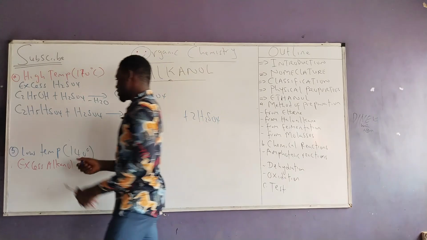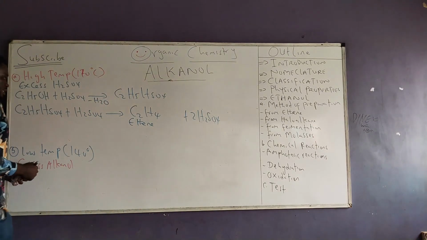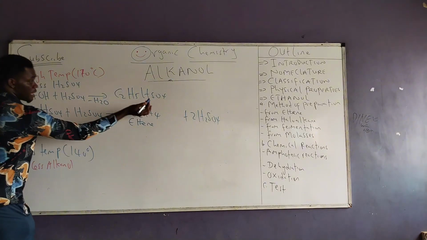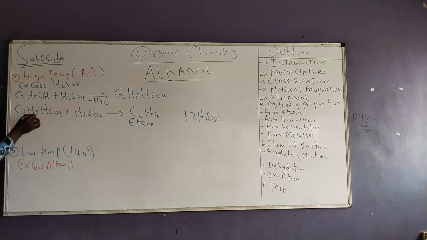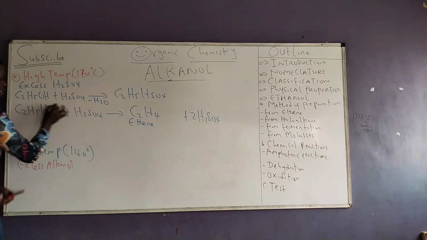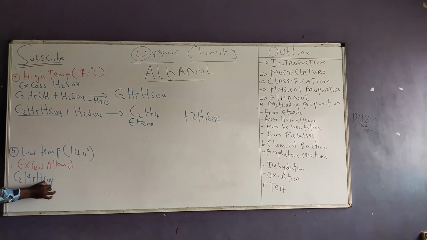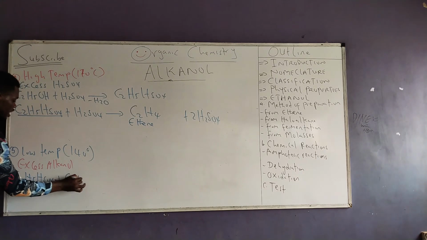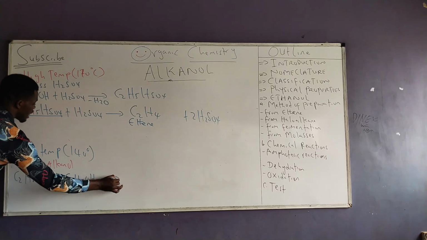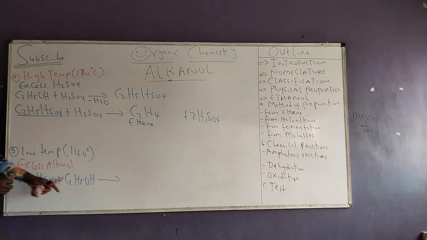What about at low temperature and excess alkanol? You see this reaction at low temperature, the first reaction is the same in both of them, but this second reaction is where it gets different, because in this second reaction, our C2H5HSO4 will react this time around not with acid, but with the excess alkanol, C2H5OH. And once it reacts with the excess alkanol this time around, what happens? Now there is no H2SO4 to encourage this one.